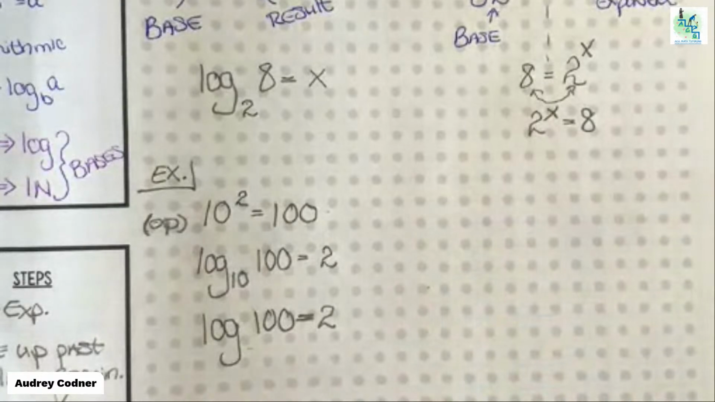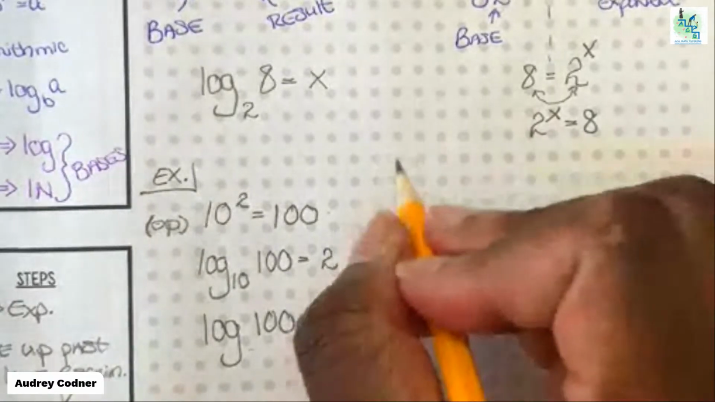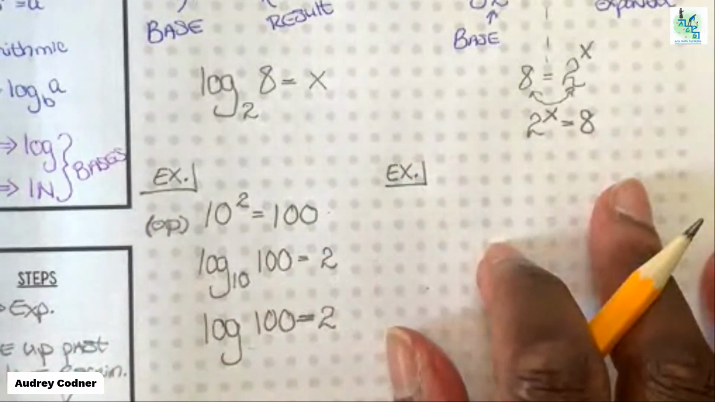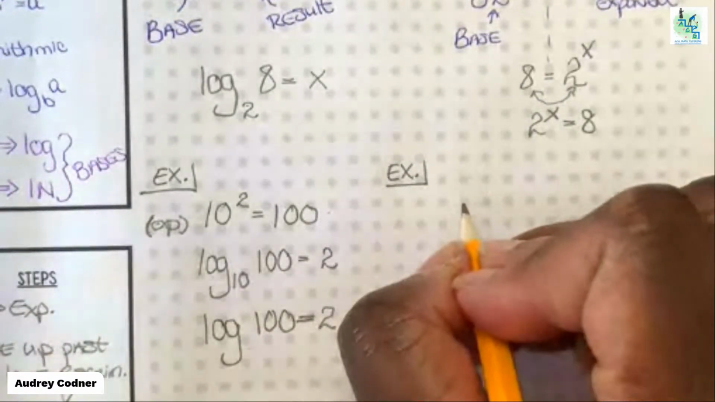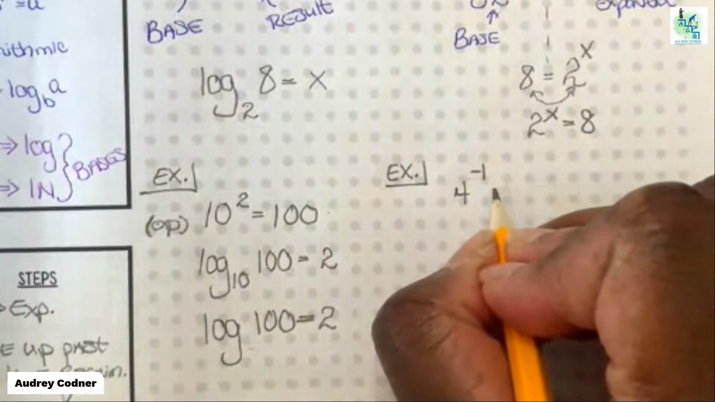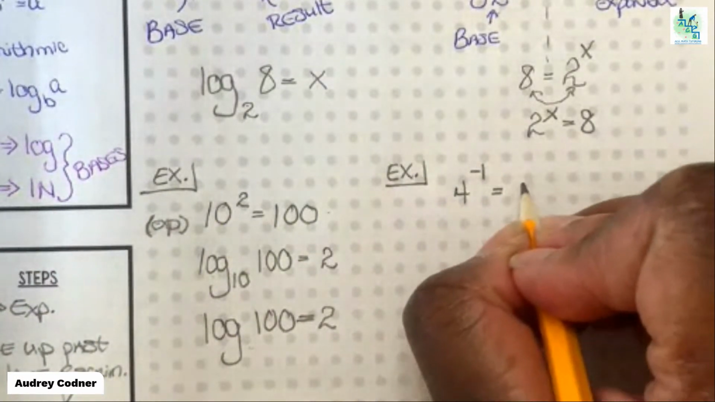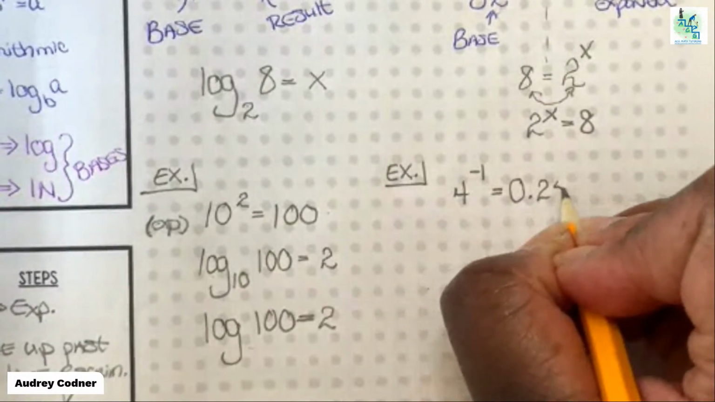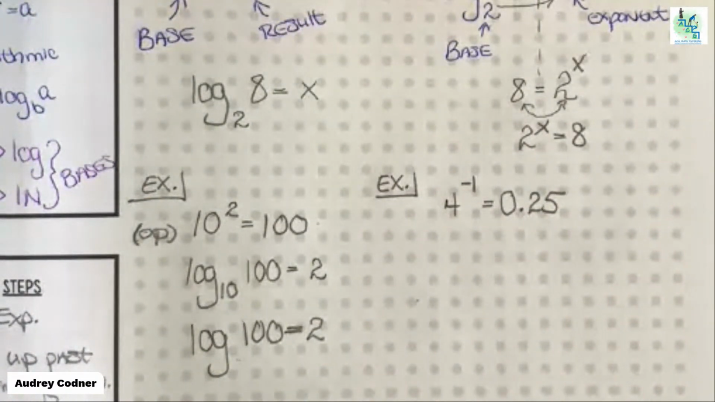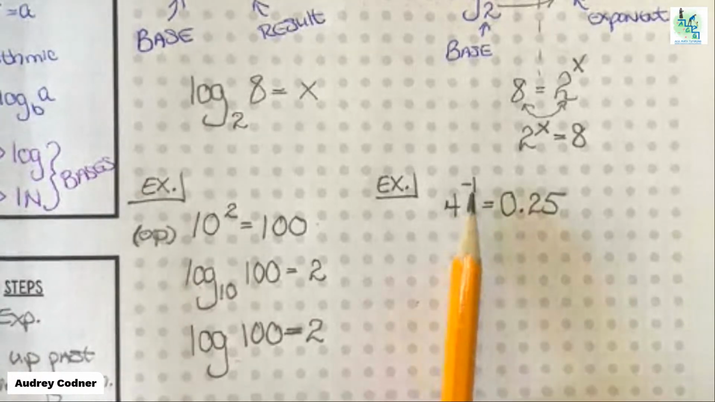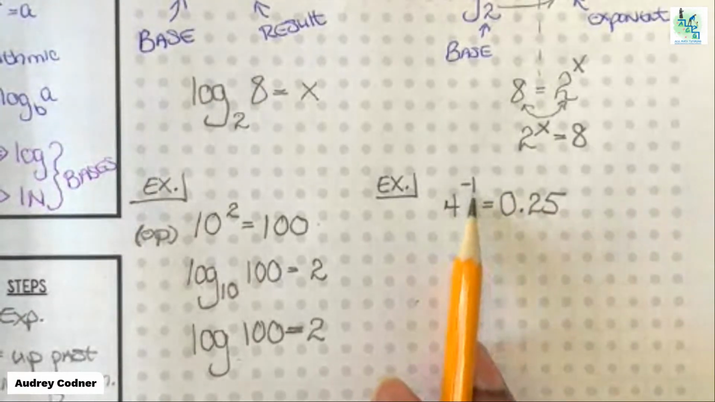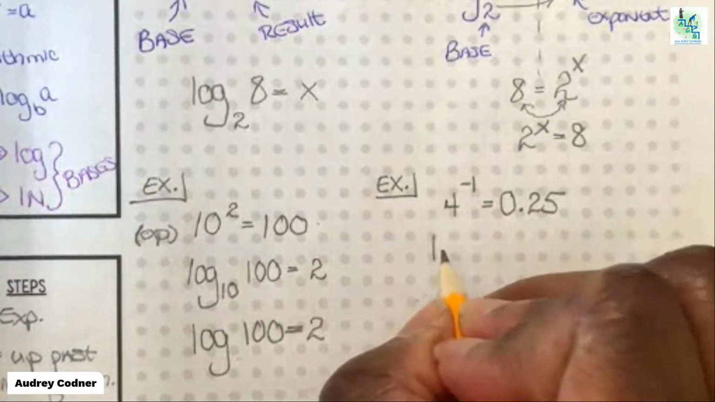So now, let's say we have, let's try this one. Let's try 4 raised to the negative 1 is equal to 0.25. Okay, or 25 hundredths. So for me to go from the exponential, because I have an exponent, that's how I know it's exponential. So for me to go from an exponential to a log, I'm going to write the word log.